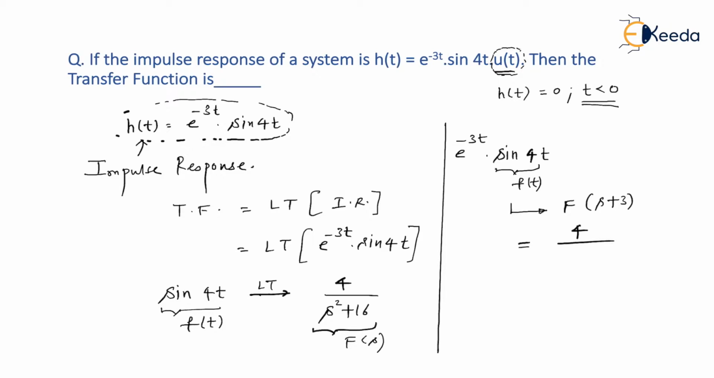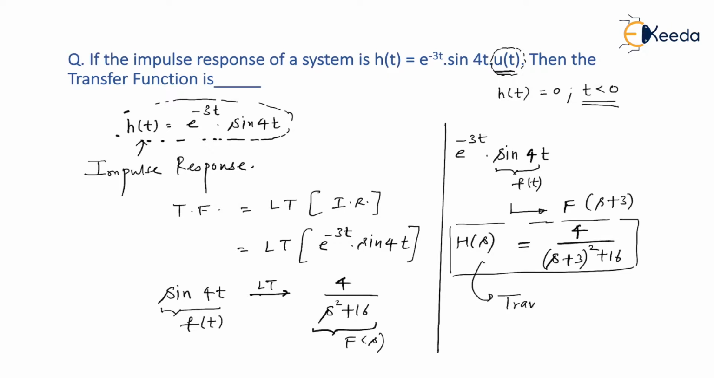So let us write the final Laplace transform for this. This is 4 upon (s plus 3) whole square plus 16. So this is what we called H(s), that is nothing but the Laplace transform of h(t), known as a transfer function. So it was a pretty simple problem. Let's move to the next question.